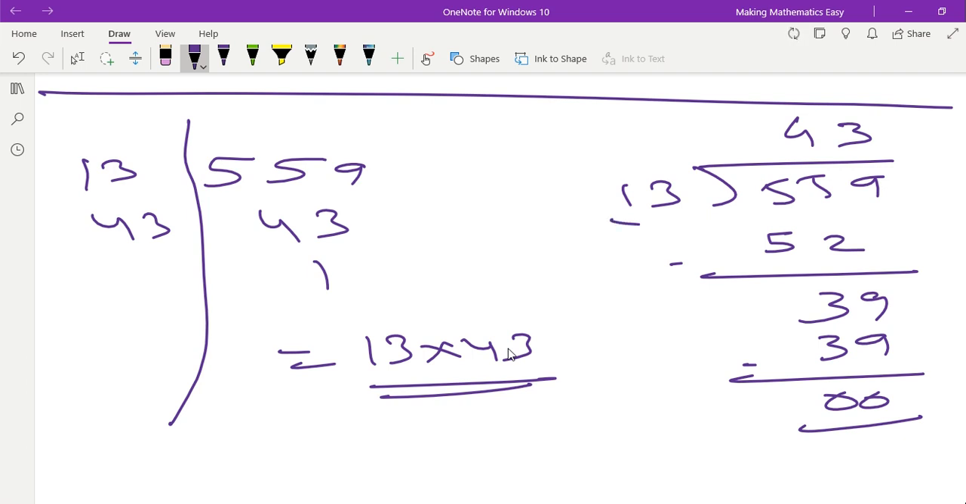In case this is not divisible by 13 also, then you need to go ahead. The next prime number is 17. So you need to divide this by 17 and check whether this is divisible by 17 or not. Even if it is not divisible by 17, then you need to check for 19, then 23.